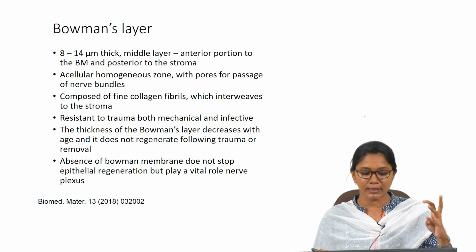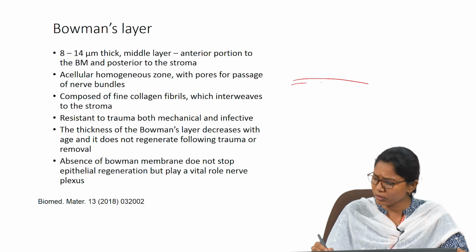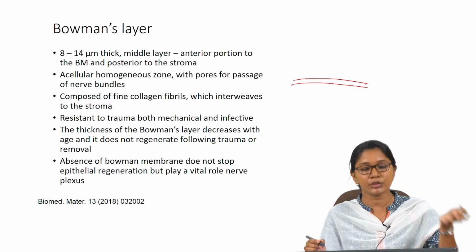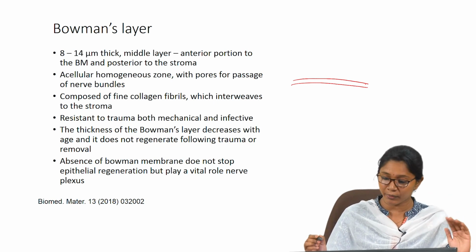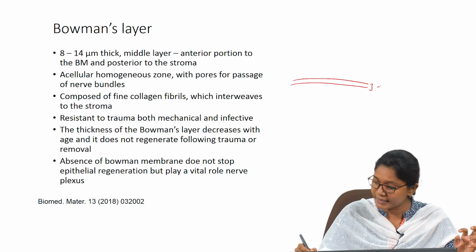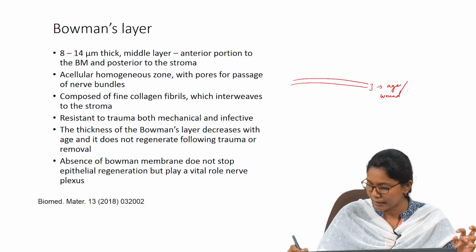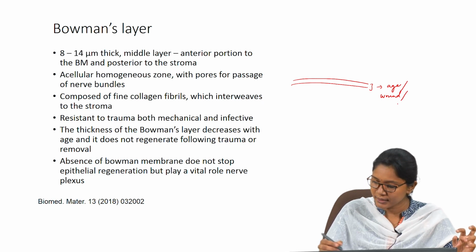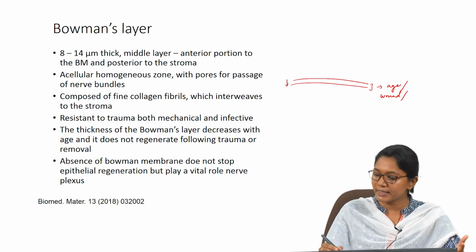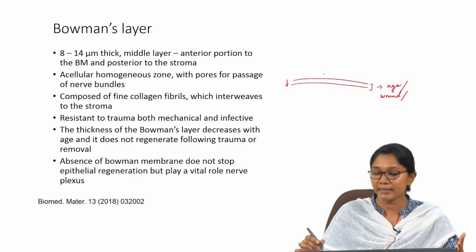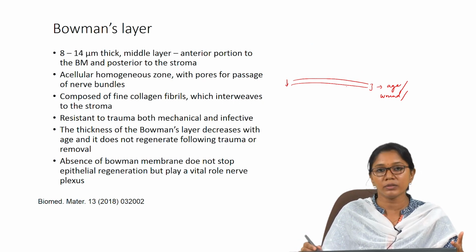So, here it is resistant to both mechanical and infective agents, and we know that the corneal epithelial region upon damage can repair on its own. Only when there is severe damage it cannot repair. Whereas the thickness of the Bowman's layer will decrease over age or with any wound or damage. So, this keeps decreasing, but this will not affect your corneal epithelial layer, because the entire process is happening above this.